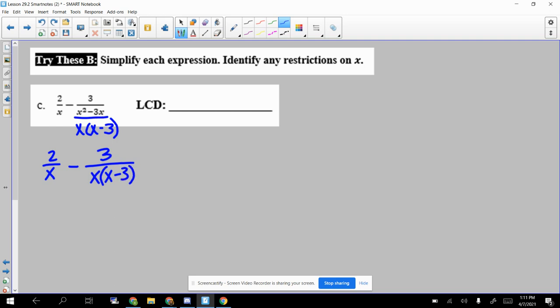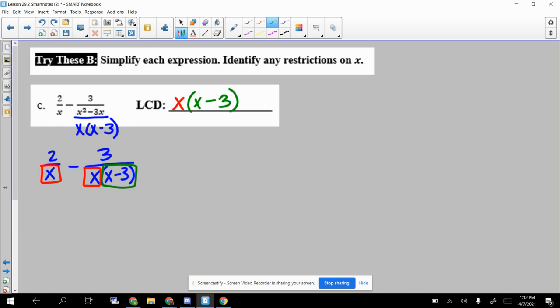Remember you want to write your LCD, and to come up with that, you take what's in common. Both of these have an x, so that's going to become part of your LCD. And then you also take what is not in common, so this x minus 3, and that becomes part of your LCD. And that is how we find that. That is kind of your second step, because your first step is factoring the denominators.